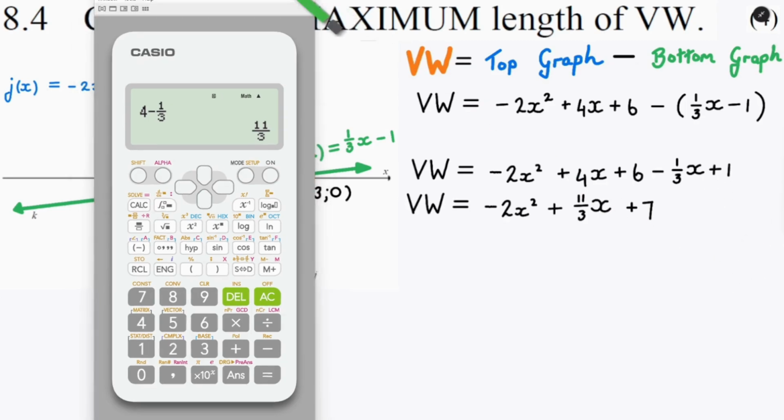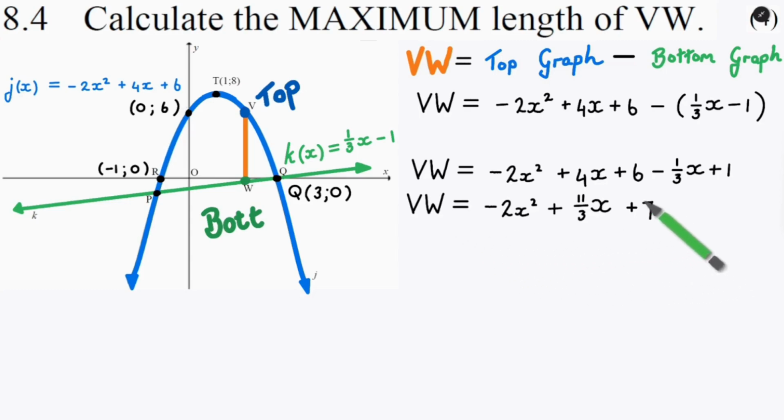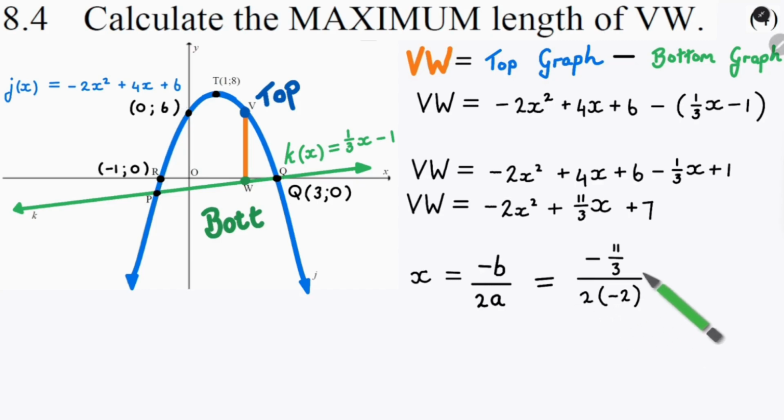Now next up we need to get the turning point of this expression for VW. So I'm going to use my magic formula. The turning point formula minus b over 2a. Right, so let's chuck in all our goodies. B is the number in front of x, so it's this 11 over 3, so it's the minus version of that. And then a is the number in front of x squared, so it's this minus 2 over here. That goes straight in your calculator and returns you a value of 11 over 12.